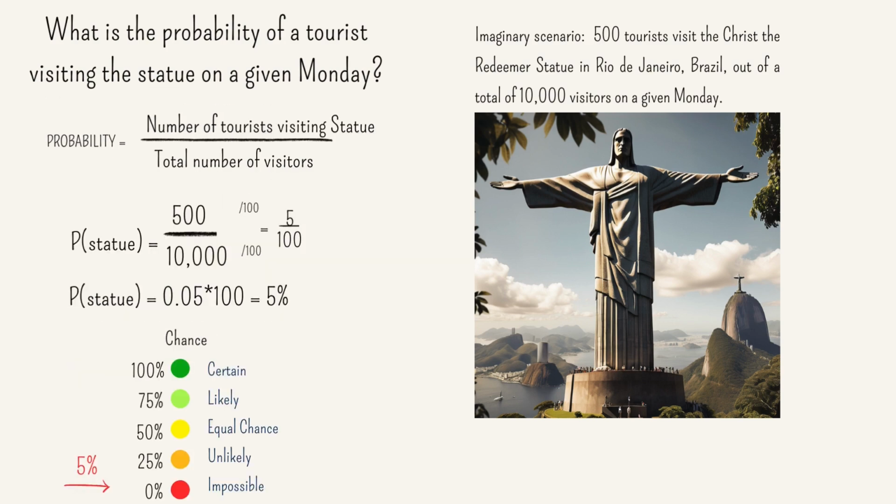Using the formula. The probability of a tourist visiting the Christ the Redeemer statue on a given Monday is 500 divided by 10,000. Simplifying the fraction by dividing both numerator and denominator by 100, the result is 5 divided by 100. The result as a decimal is 0.05. And if you multiply by 100, you will get the result as a percentage equal to 5%.